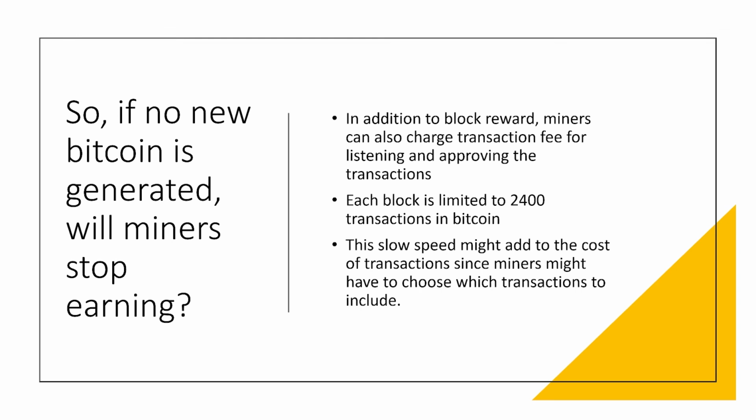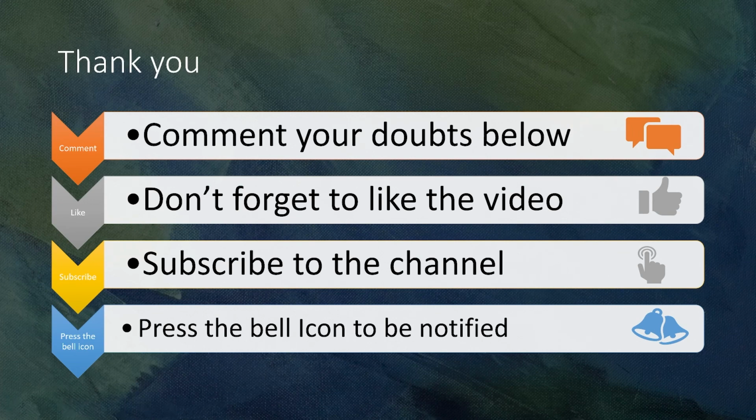Well, no. In addition to the block reward, miners can also charge some transaction fee for listening and approving transactions. Each block is only limited to 2400 transactions in Bitcoin. This slow speed might add to the cost of transactions, since miners might have to choose which transactions to include and which not to include. And miners can charge higher fees for including your particular transaction over somebody else's transaction in the blockchain. Because Bitcoin is limited to only 2400 transactions, it has been under some scrutiny because it reduces the speed massively. For comparison, you can look at the speed at which Visa operates and you'll find that the speed Bitcoin has is quite underwhelming.